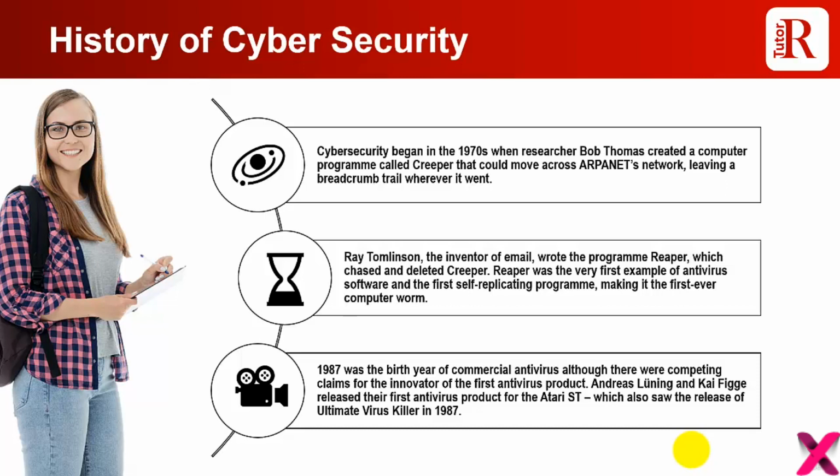Reaper was the very first example of antivirus software, and the first self-replicating program, making it the first ever computer worm. 1987 was the birth year of commercial antivirus, although there were competing claims for the innovator of the first antivirus product. Andreas Lüning and Kai Figge released their first antivirus product, for the Atari ST, which also saw the release of Ultimate Virus Killer in 1987. Three Czechoslovakians created the first version of the NOD antivirus in the same year, and in the US, John McAfee founded McAfee and released VirusScan.